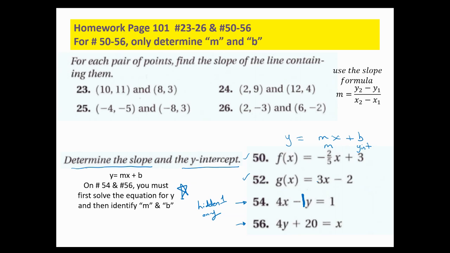Number 52, the m is 3, the y-intercept is negative 2. But on these two problems, you have to solve for y first. Okay, see you later.